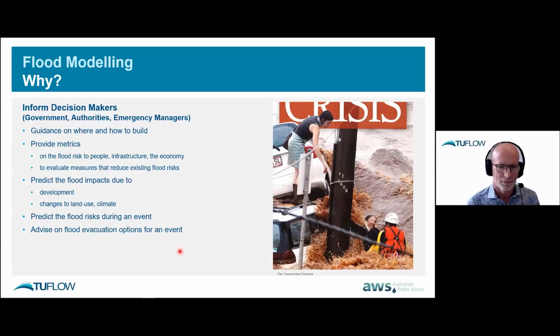And the other area, of course, is during a flood event, or maybe in preparation for a real flood event, we need to advise emergency managers either in advance through pre-modelling or actually during a flood event as it's happening. They are often looking for our advice.